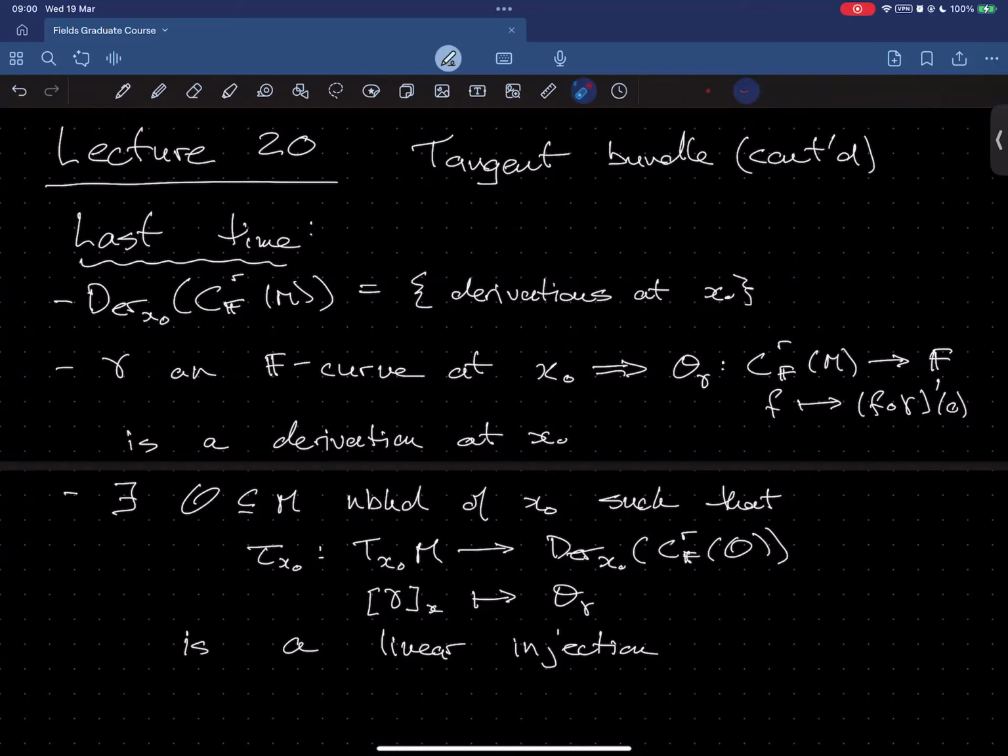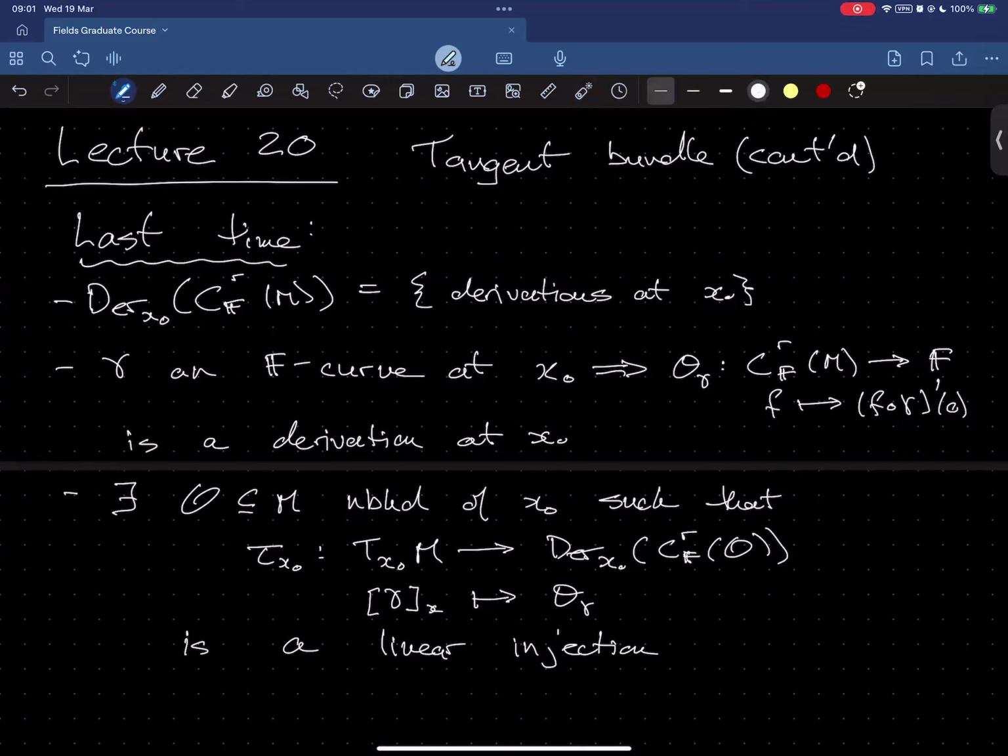relationship between tangent vectors. Remember, our definition of tangent vectors was that a tangent vector was an equivalence class of curves, where two curves are equivalent when they have the same derivative as they pass through x naught in a chart. Okay, and then we showed that that was independent of chart.